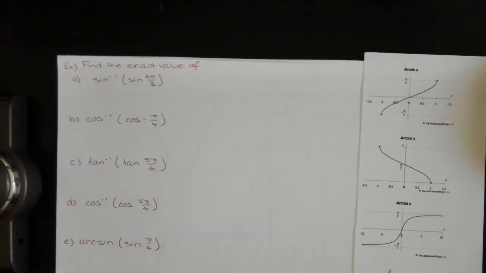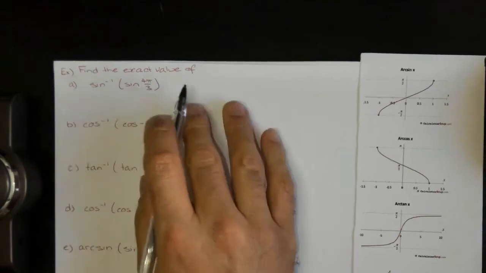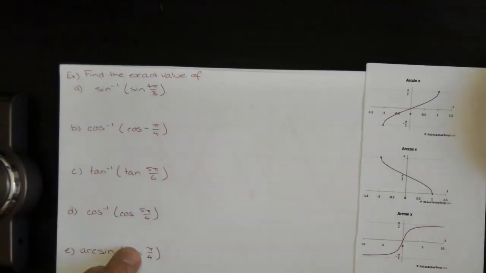All right, so now we have some more examples. 4 pi on 3.